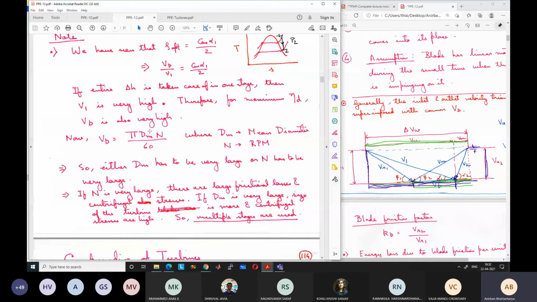So that's why we need to divide a turbine into multiple stages, so that in each stage we have a small amount of conversion of kinetic energy into work. Instead of converting the entire enthalpy into kinetic energy in a single stage, resulting in all these problems, we will divide the enthalpy into small groups of kinetic energy in each stage, and we will have multiple stages, each generating a certain amount of work. Is it clear?